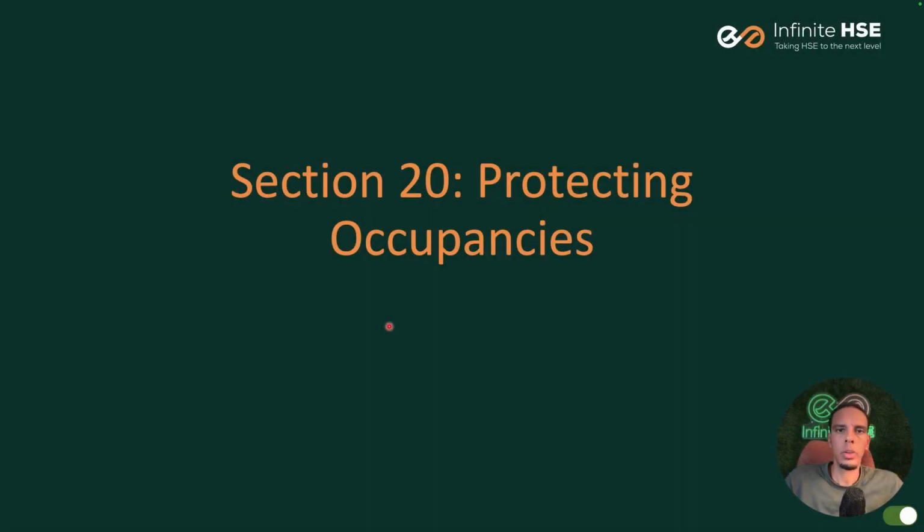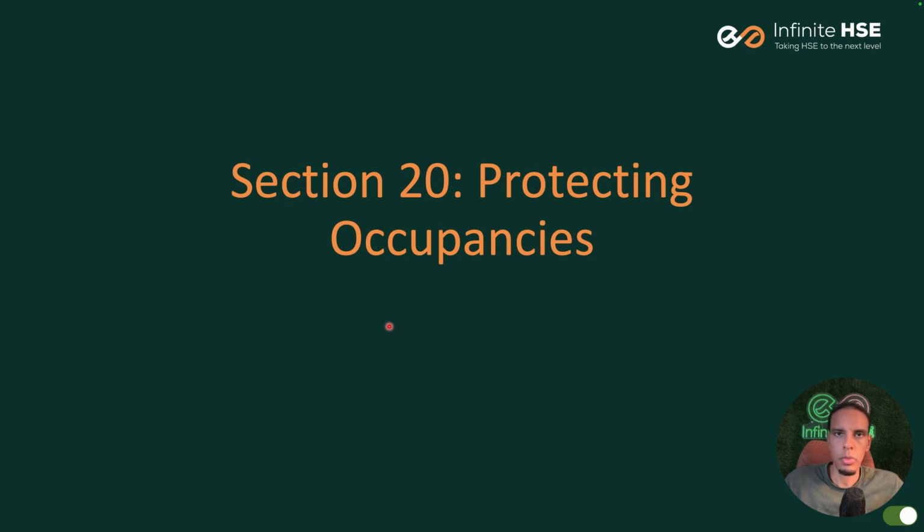Section 20 called Protecting Occupancies. This section is mainly from NFPA 101, or Life Safety Code. And by the way, I was not explaining this section, because you will see it's easy to get the information from this section.